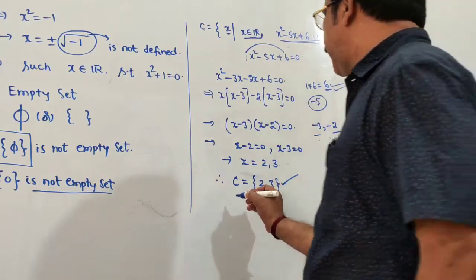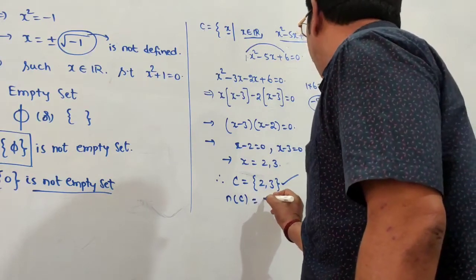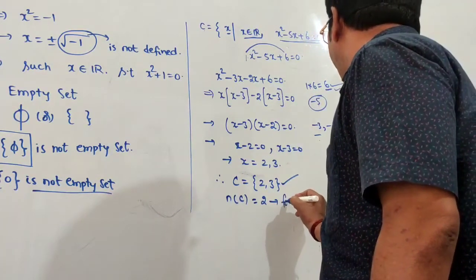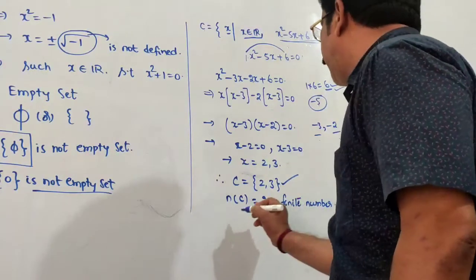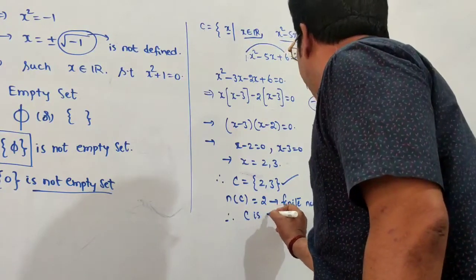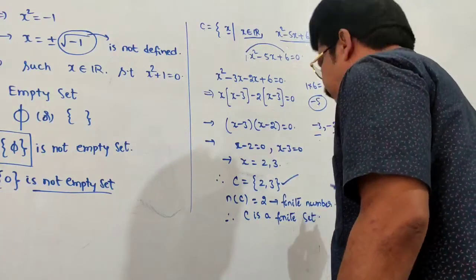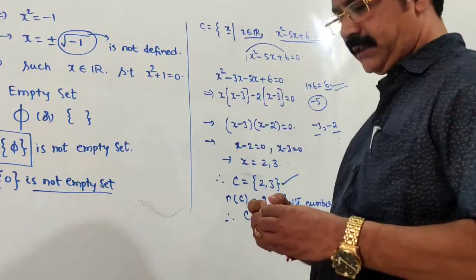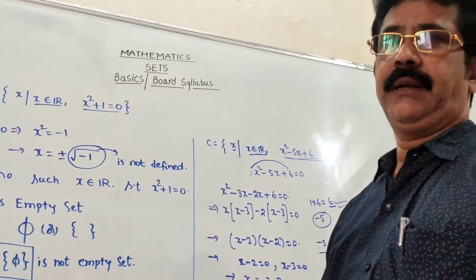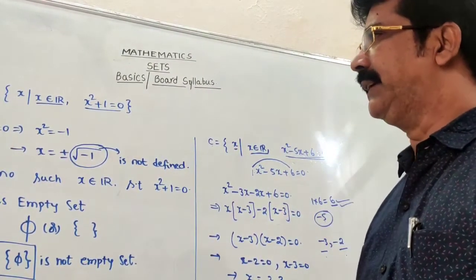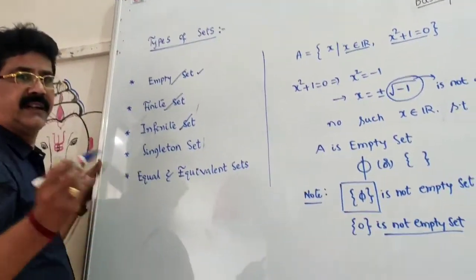So, this set means n of C, the cardinal number of the set capital C, is 2. Two elements are there. It is a finite number. Therefore, capital C is a finite set. Thus, a set which consists of a finite number of elements, meaning the cardinal number is finite, is said to be a finite set. Next definition, infinite set.